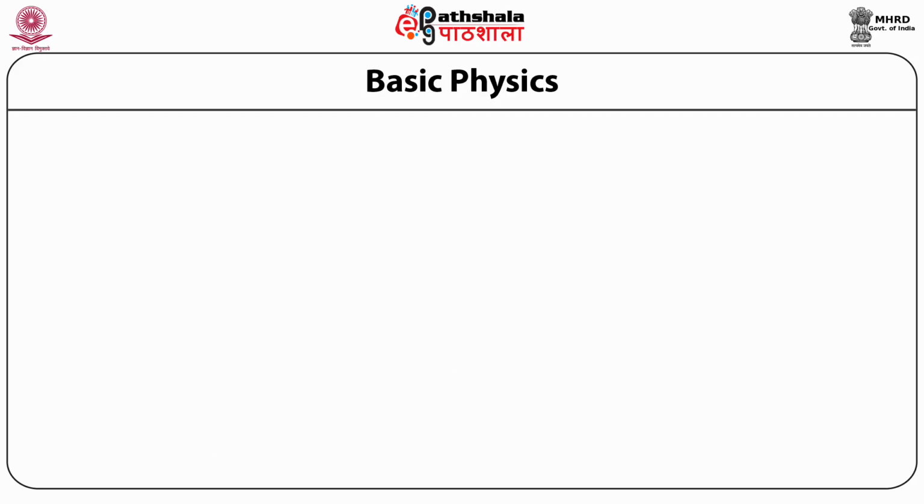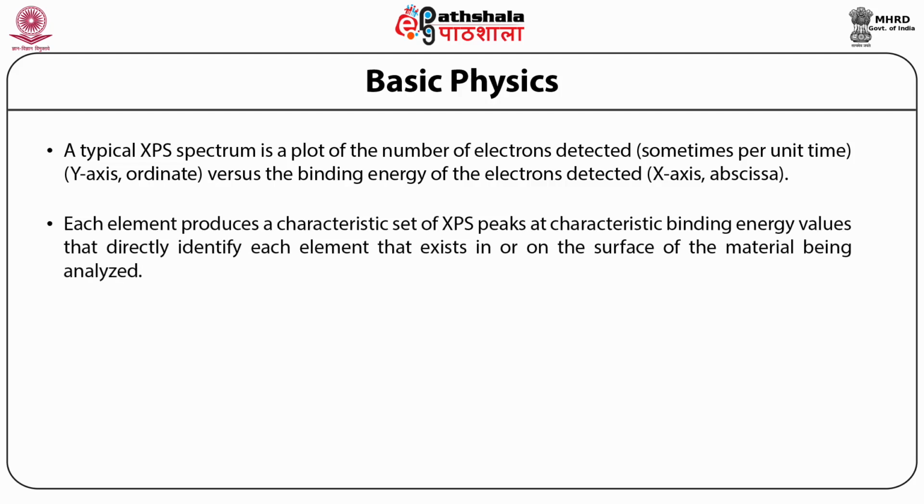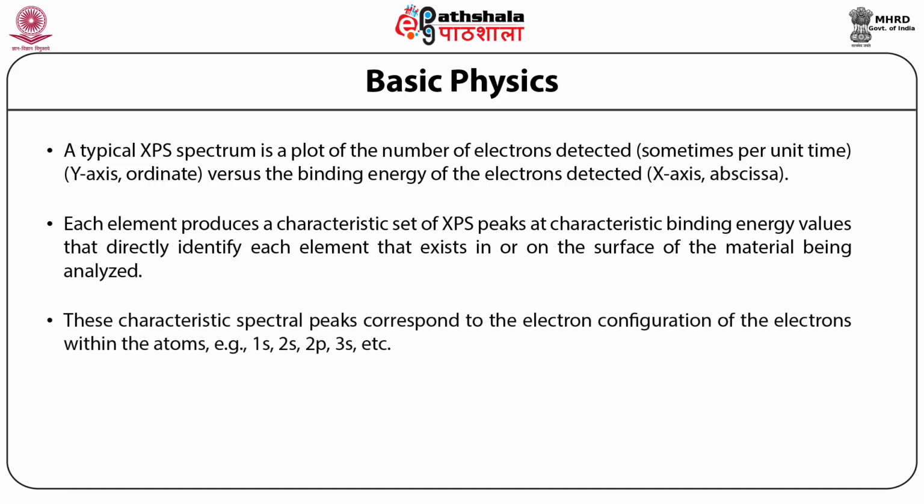Basic physics: a typical XPS spectrum is a plot of the number of electrons detected versus the binding energy of the electron detected. Each element produces a characteristic set of XPS peaks at characteristic binding energy values that directly identify each element that exists in or on the surface of the material being analyzed. These characteristic spectral peaks correspond to the electron configuration of the electrons within the atoms. Example: 1s, 2s, 2p, 3s, etc.